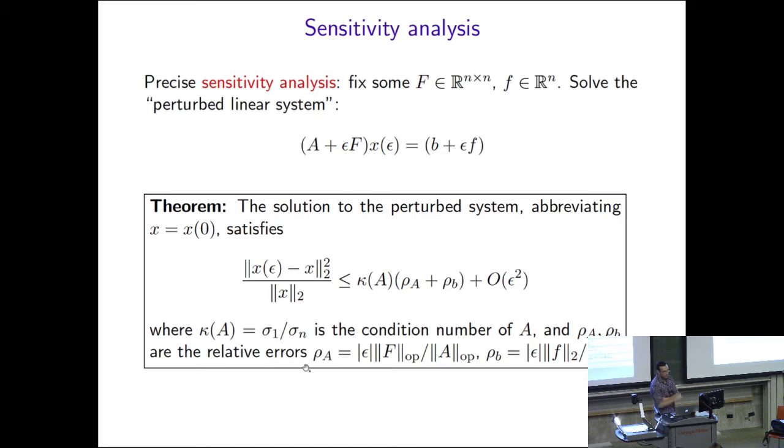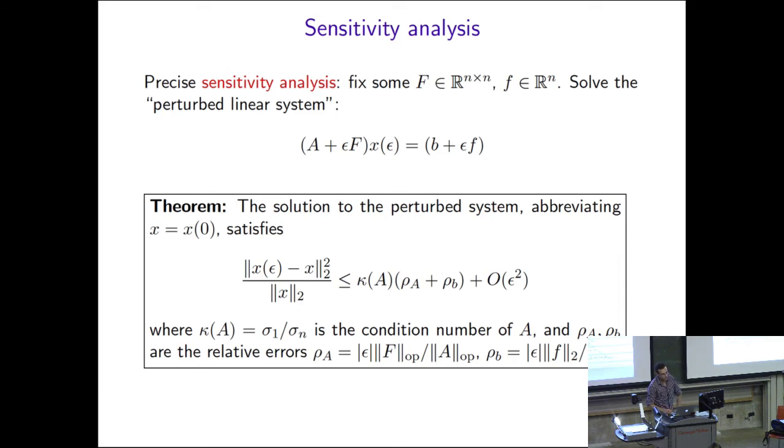So let's suppose I'm looking to solve a linear system in the matrix A. So I'm trying to solve Ax equals b. But I'm going to look at a perturbed system. I'm going to change the matrix A by adding a small amount epsilon times the matrix F. I'm going to change the vector b by adding a small amount epsilon times the vector f. And we're going to ask, how different can the solutions be when epsilon is 0 and epsilon is some small fixed number?